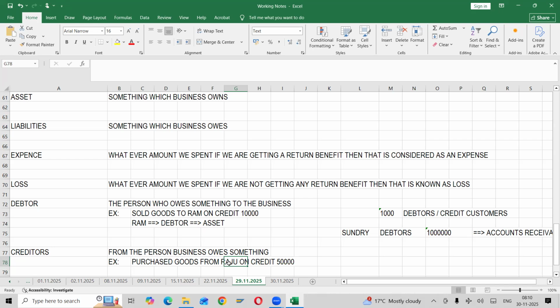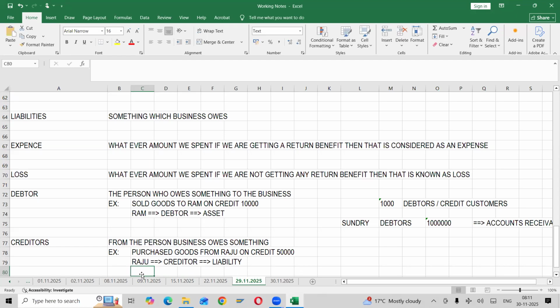Something which we need to pay or repay, is it an asset or a liability? Liability. Simple. Something which we need to pay someone will become a liability. So here Raju is a creditor, and he is considered a liability to the business. Clear? And when I say creditors, 50 lakhs.